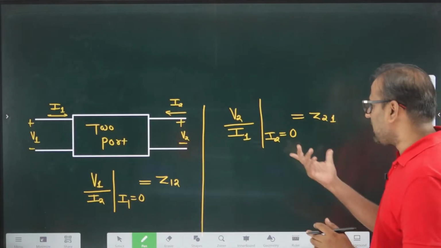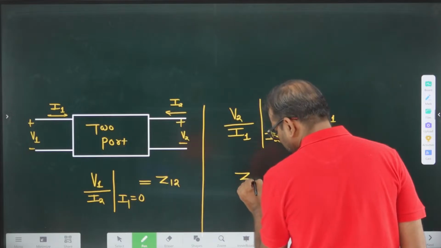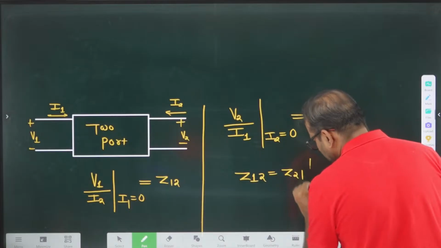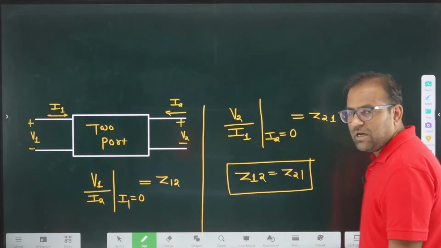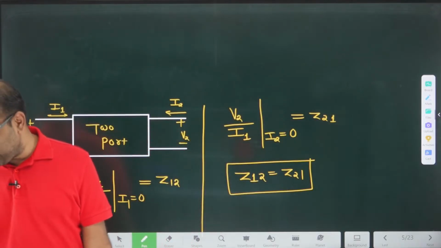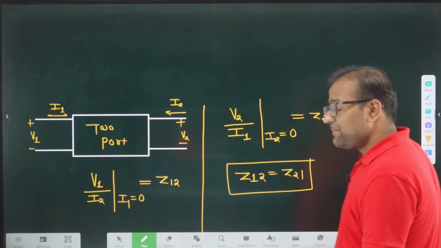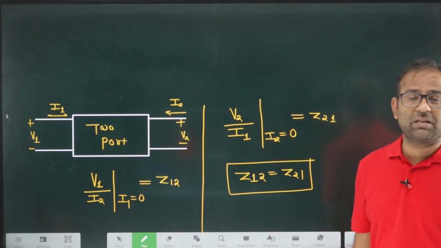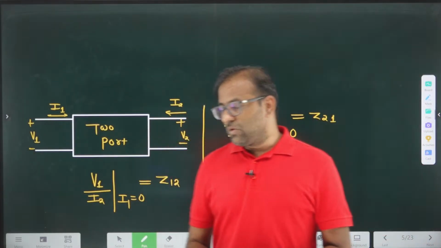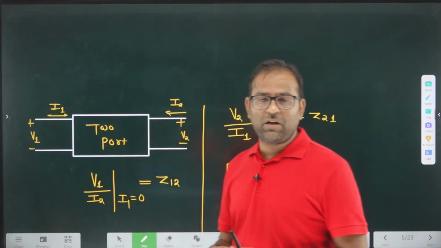A network in which the transfer characteristics is independent to the port, that condition is known as reciprocal network. So the condition for reciprocity is that Z12 should be equivalent to Z21. A reciprocal network in Z parameter is given by Z12 equal to Z21. Always remember, a resistive network is always reciprocal. You don't have to check the reciprocity of a resistive network. You have to check the reciprocity in case of dependent sources in the network.